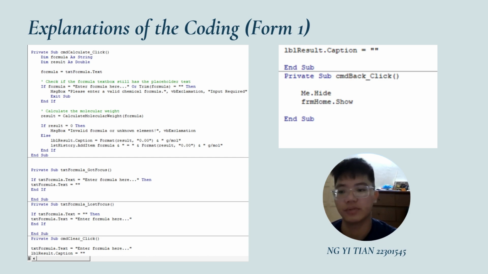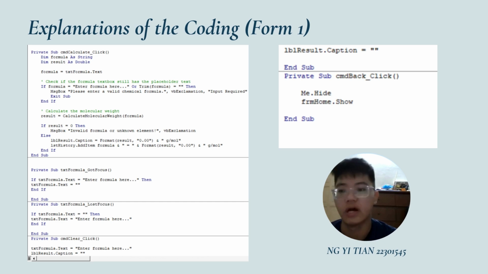It checks if the input is blank or still has the placeholder text. If so, it stops and prompts you to enter a valid formula. If the input is valid, it calls the calculate molecular weight function. This function will break down the formula into its elements and calculate the total molecular weight. If it can't understand the formula, it will return zero and an error message will be shown.